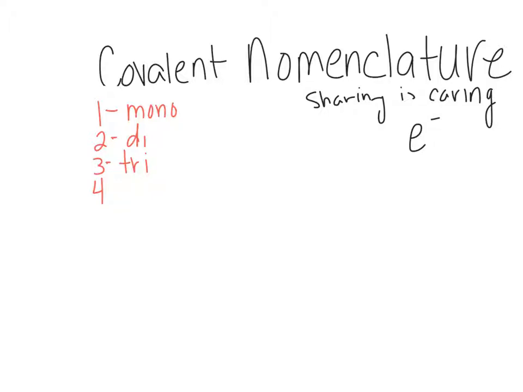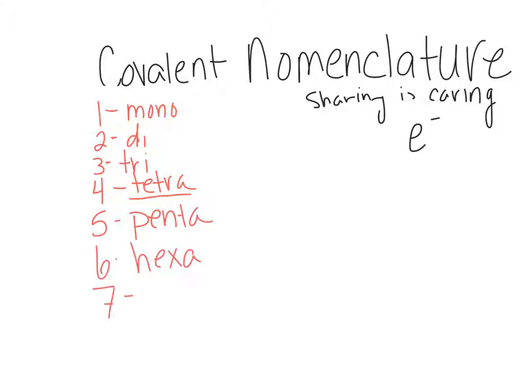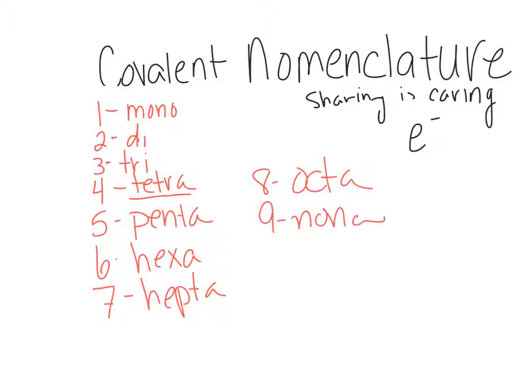So 1 is mono, 2 is di, 3 is tri, like triangle, 4 is, do you know 4? It is tetra, 5 is penta, 6 is hexa, 7 is hepta, 8 is octa, 9 is nona, and 10 is deca. And we're really not going to go past that. But that is something that you'll need to know in order to do covalent nomenclature.